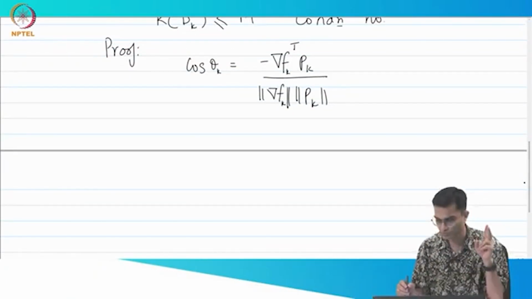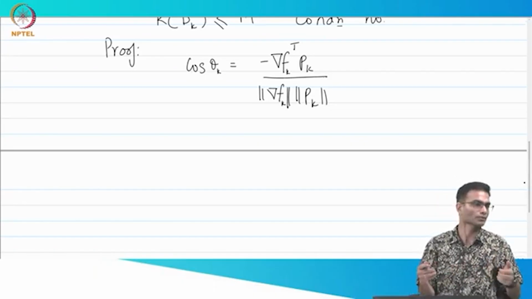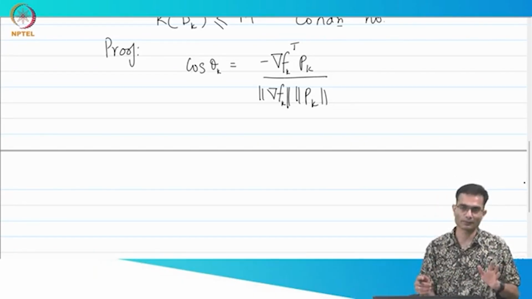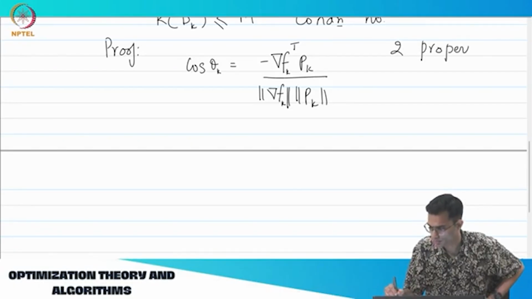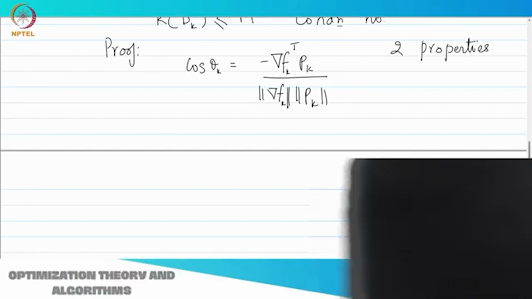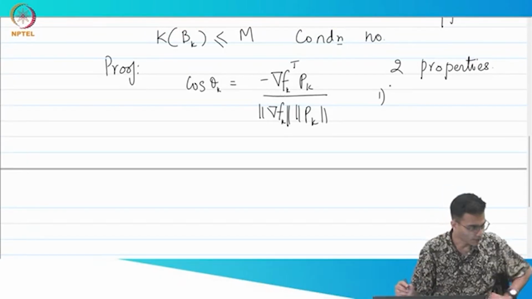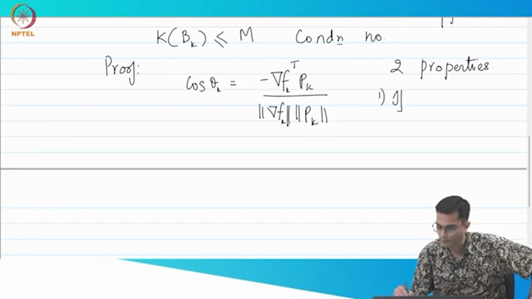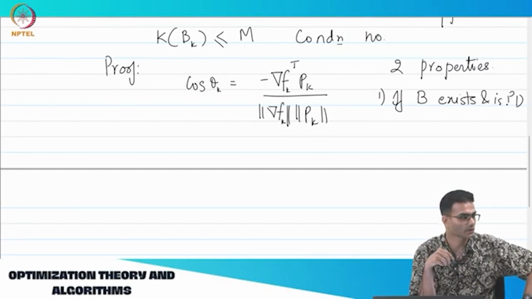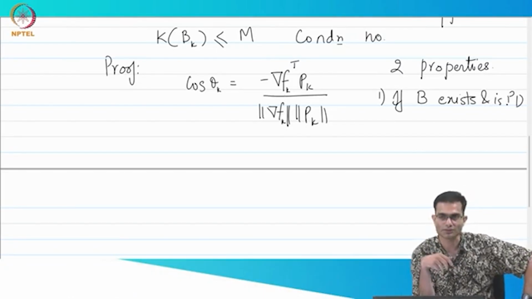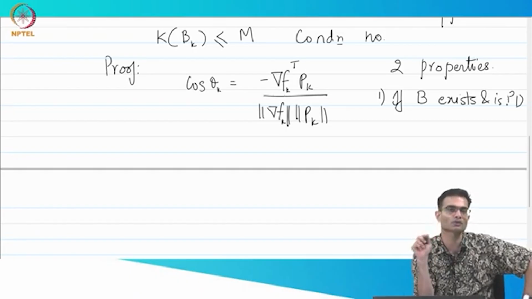Now I am going to use two properties of norms to come to this result, two fairly straightforward properties of norms. So that these are: supposing the matrix B or B_k exists and it's positive definite, can we say anything about square root B? Will it also be positive definite?